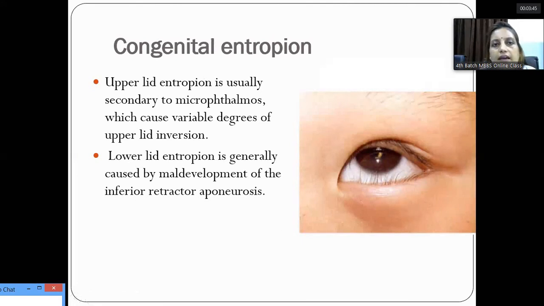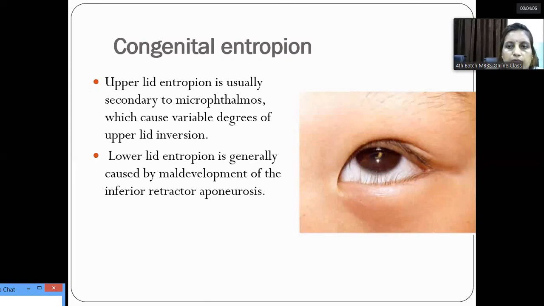So congenital entropion is an upper eyelid entropion. It's an infolding of the upper eyelids. It's usually secondary to microphthalmos, which causes a variable degree of eyelid inversion. And lower eyelid entropion is generally caused by maldevelopment of the inferior retractor aponeurosis.